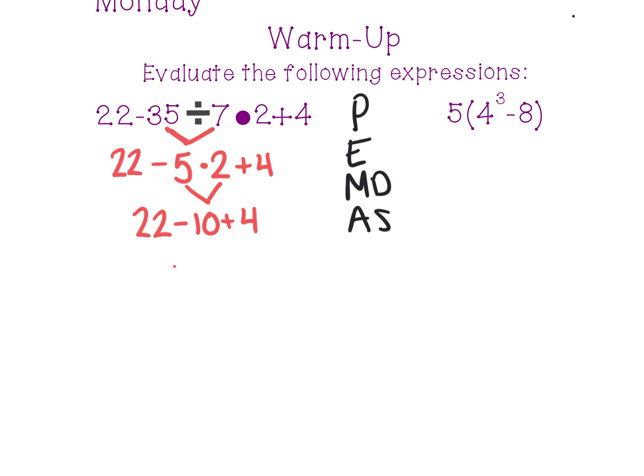Now all I have left is addition and subtraction, which means I'm just going left to right from here on out. So 22 minus 10 is 12. 12 plus 4 is 16. Should have been your first answer there.